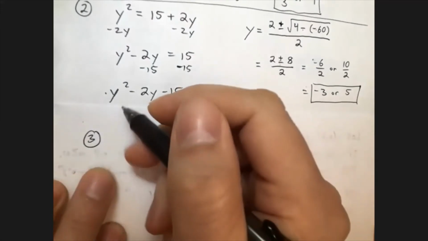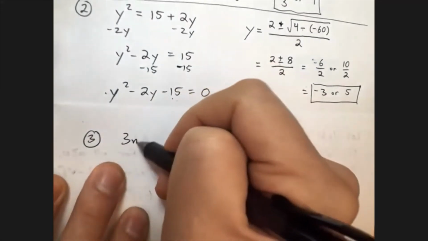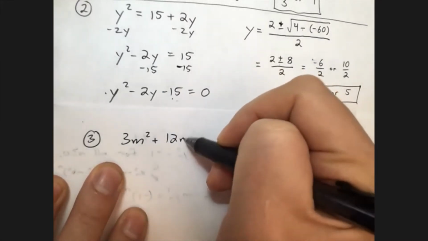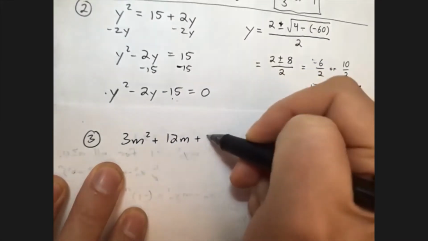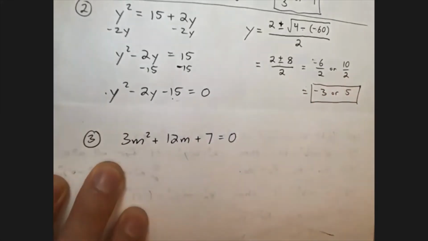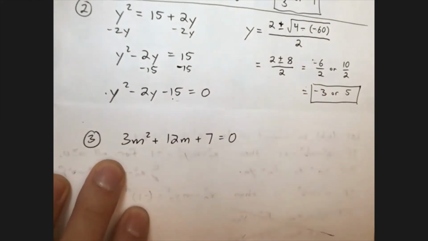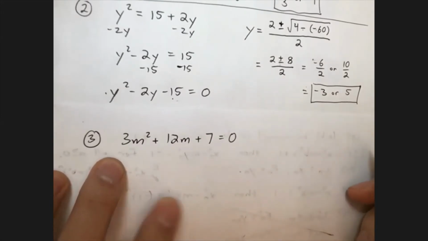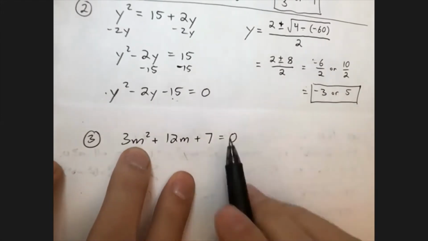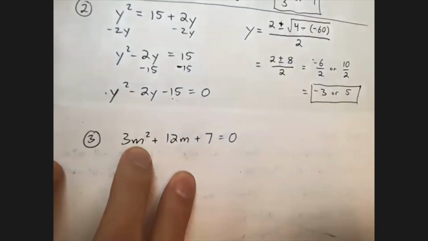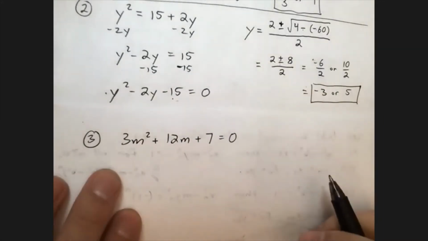The answer to this one is going to be a little bit more complex. I don't know if it'll be a complex number, but it'll be a little bit more sophisticated, maybe. All right, so here we have 3m squared plus 12m plus 7 equals 0. Well, fortunately, it's already got equals 0, so I don't have to do that stuff that I did up here, right? It's already set equal to 0, so we're good to go.